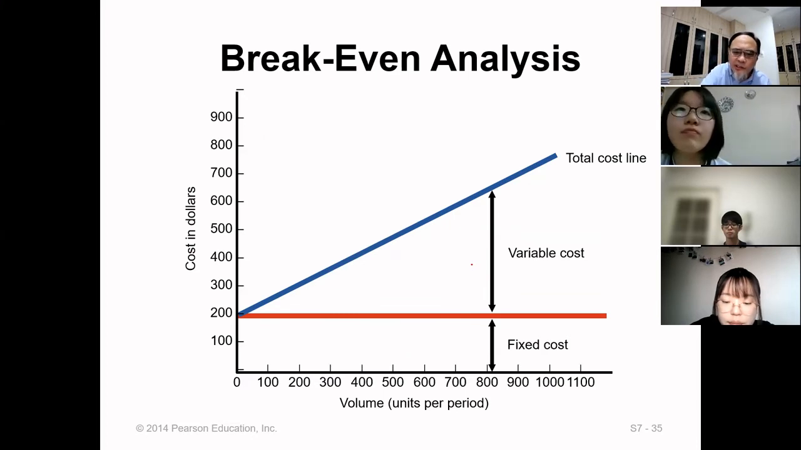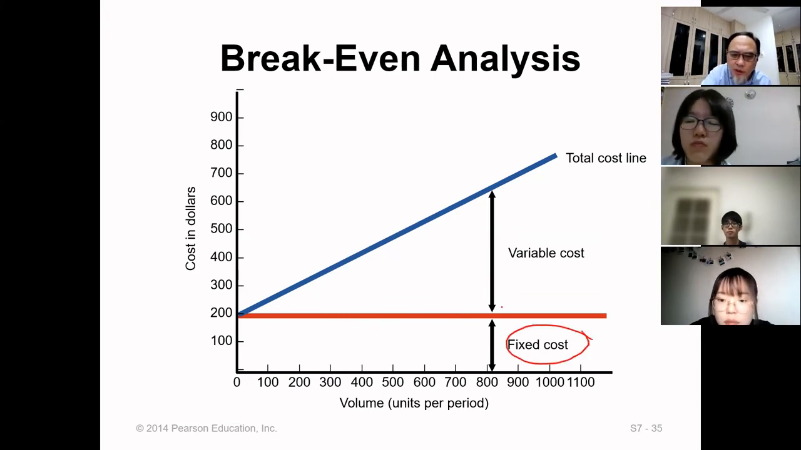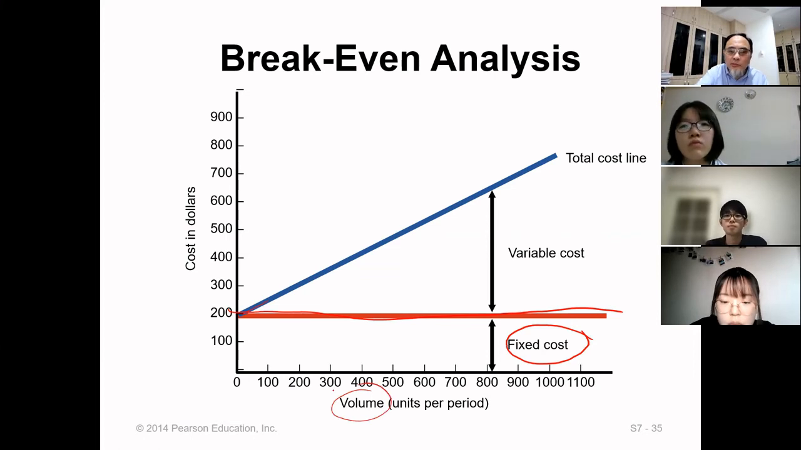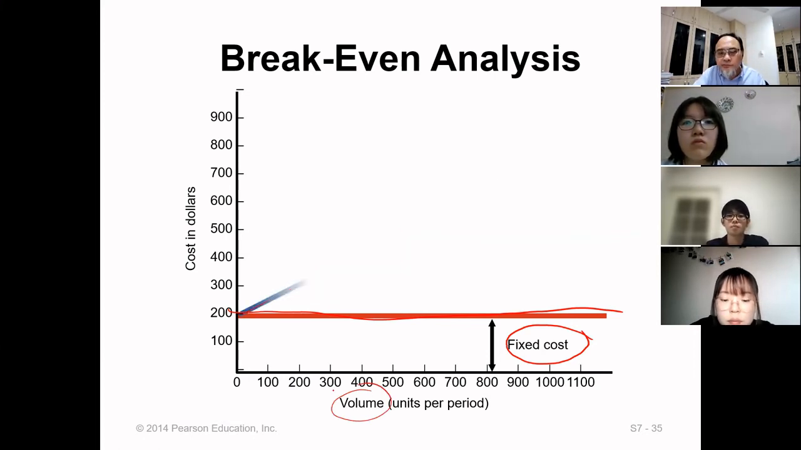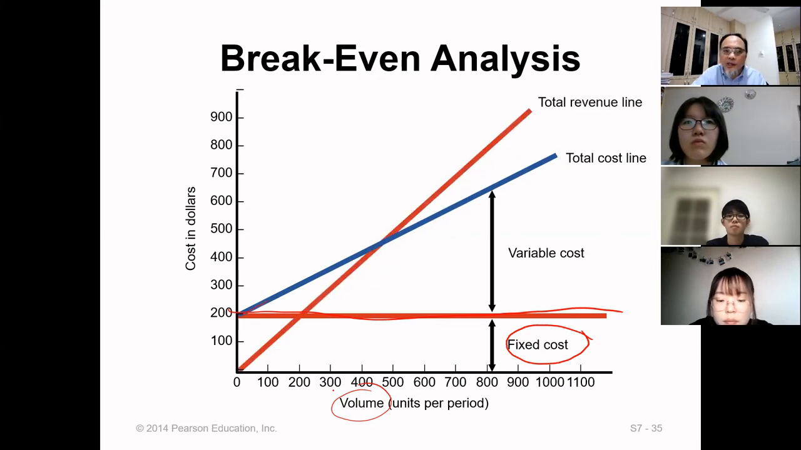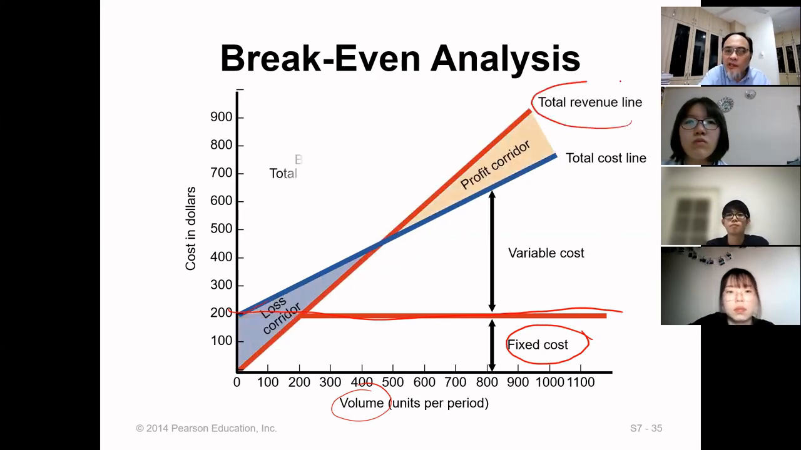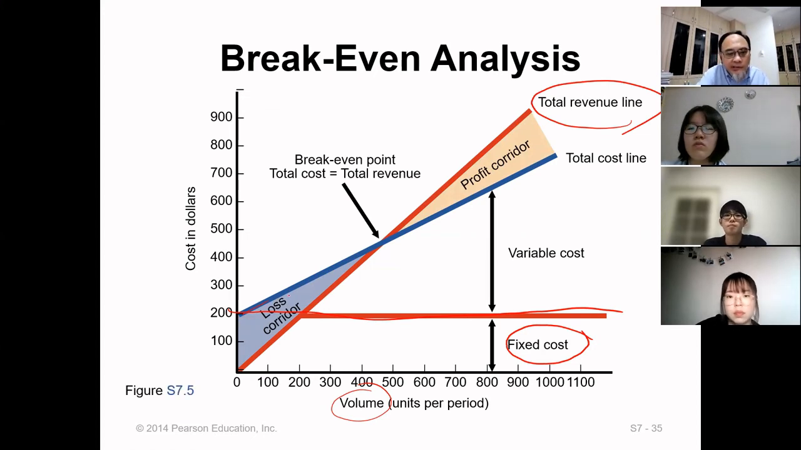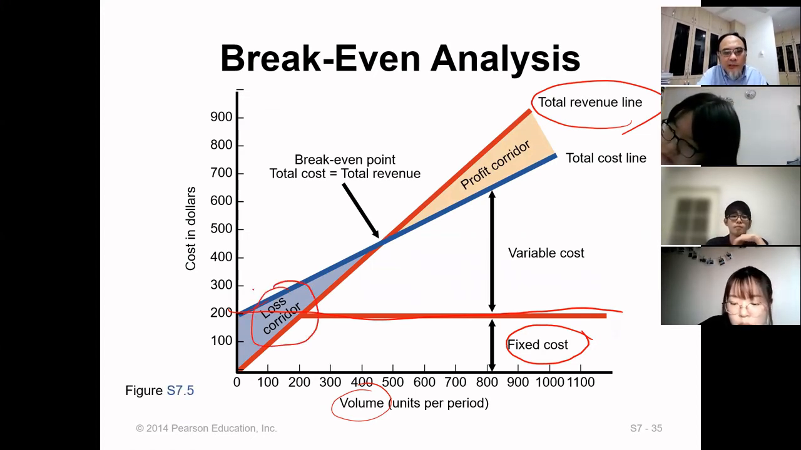You see here, this is fixed cost. Why is it a straight line? Because it is fixed cost, however many you produce, it's the same. But variable cost depends on the volume. The more you produce, of course, the higher the cost. And you have your total revenue line. This is the loss corridor, which means no income here.